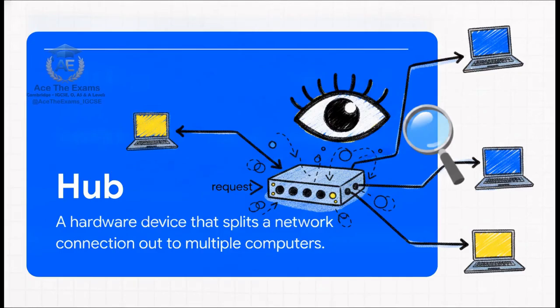Right, let's shift gears and look at the actual physical hardware sitting in the middle of these connections. Let's talk about a hub. A hub is essentially a distribution center. It's a hardware device that simply splits a network connection out to multiple computers. When a request comes in from one cable, the hub acts as a sort of central intersection point. But exactly how it handles that data, that is a major, major focal point for Cambridge examiners.